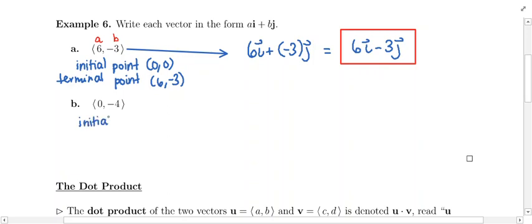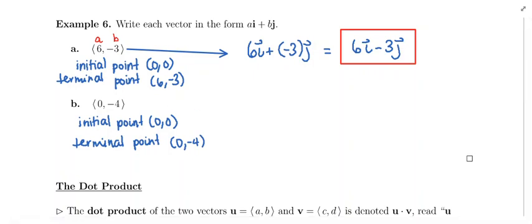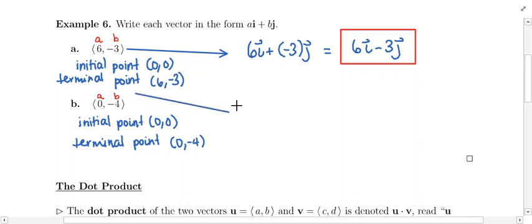This is a position vector, so its initial point is at the origin, and then its terminal point would be at the point 0, -4. Okay, so we know that the first number here is the horizontal component, so that's good. A is going to be 0, and then the B value is going to be the vertical component, or the second number here, which is -4. So if we write this out, we're going to get 0 times I plus a -4 times J.